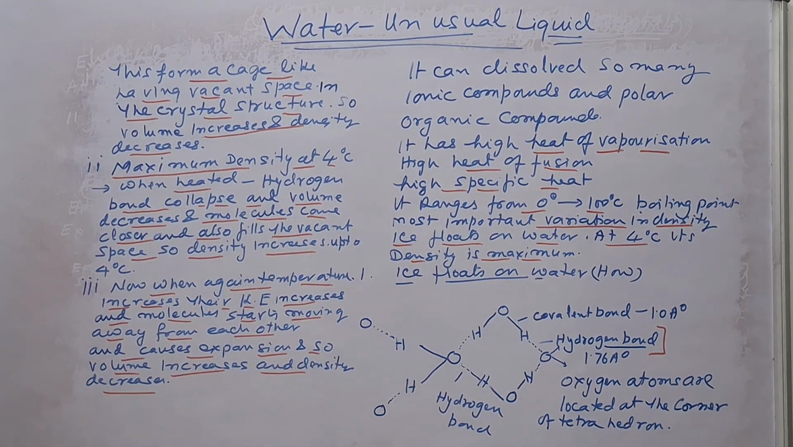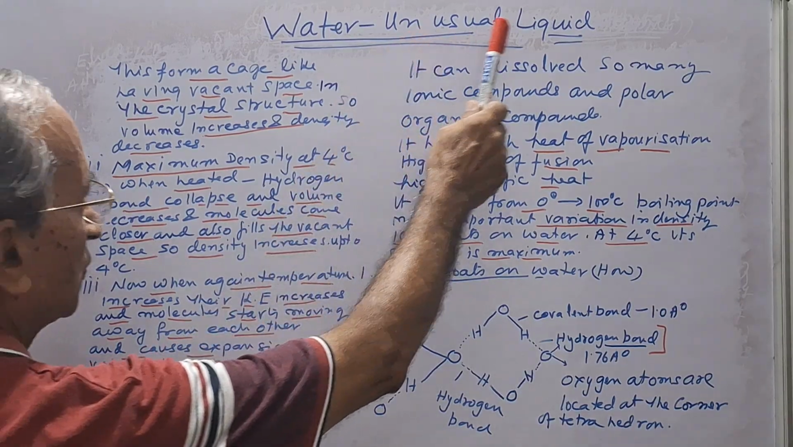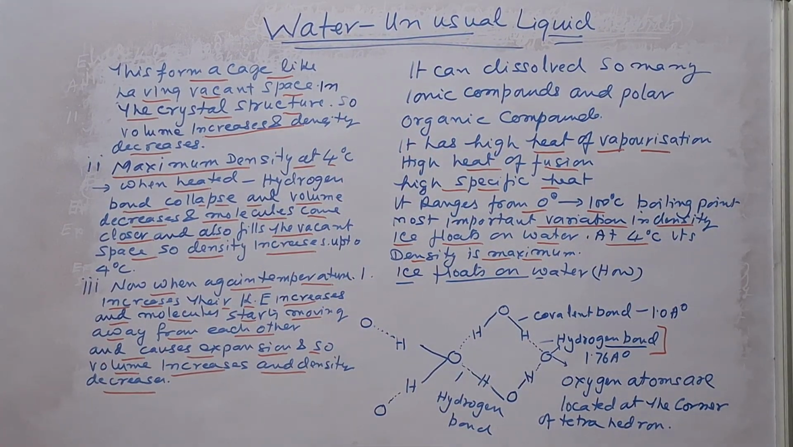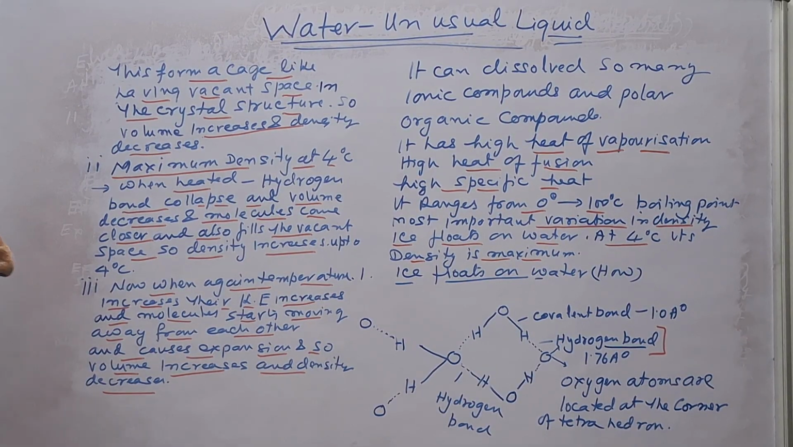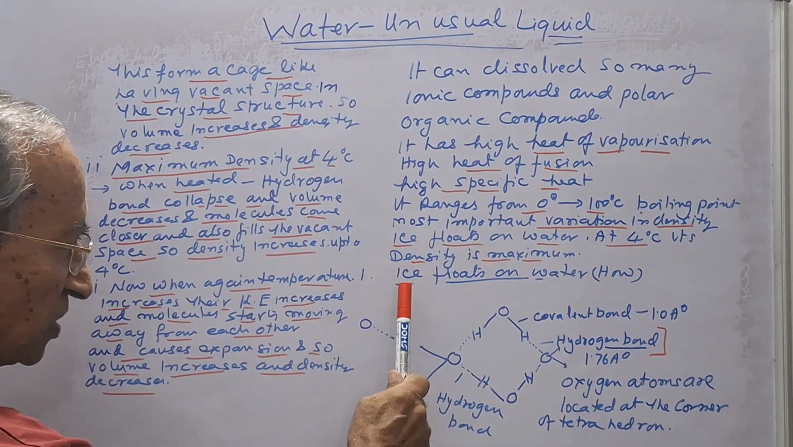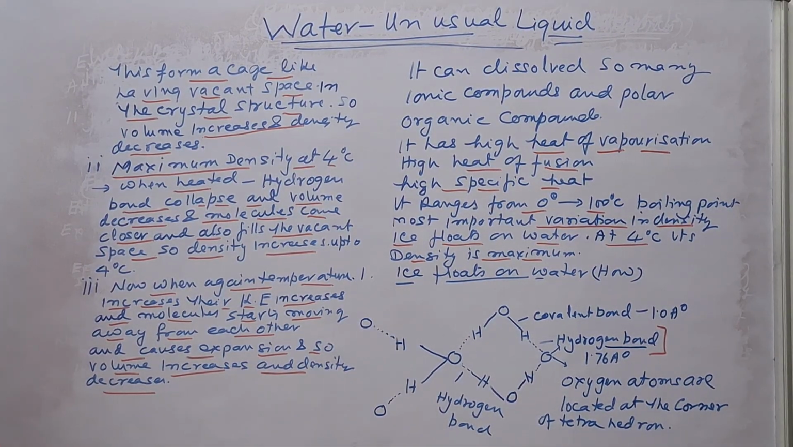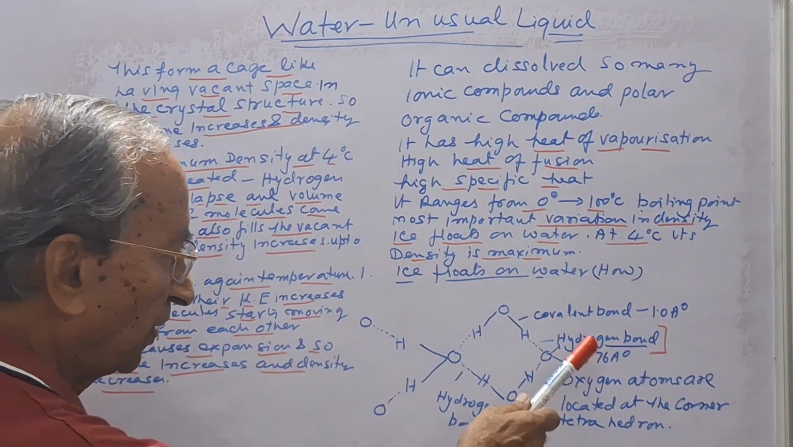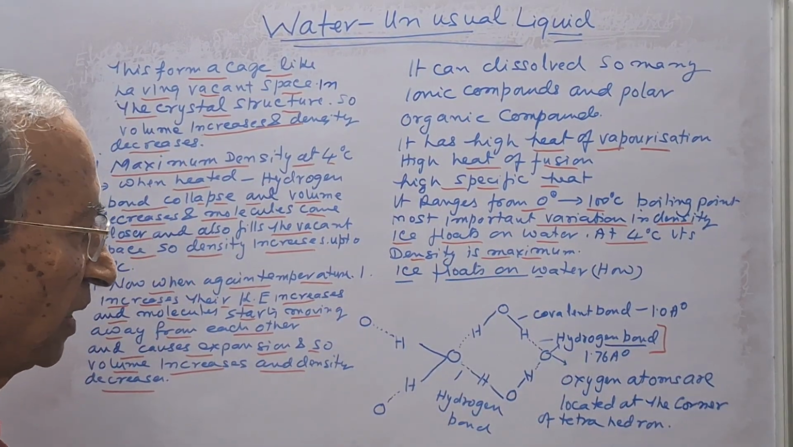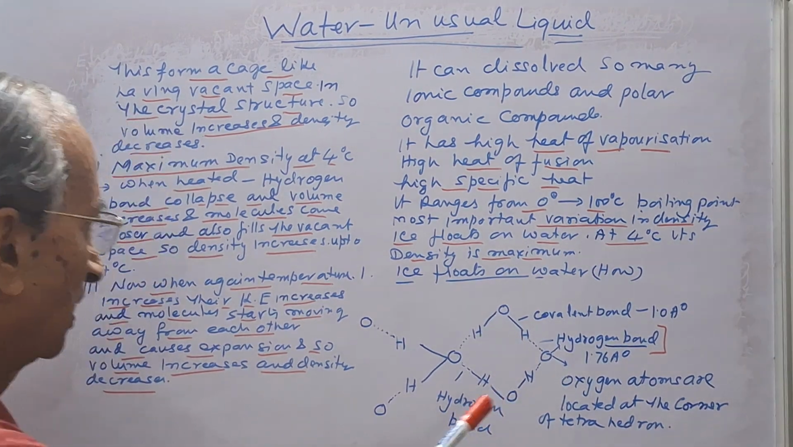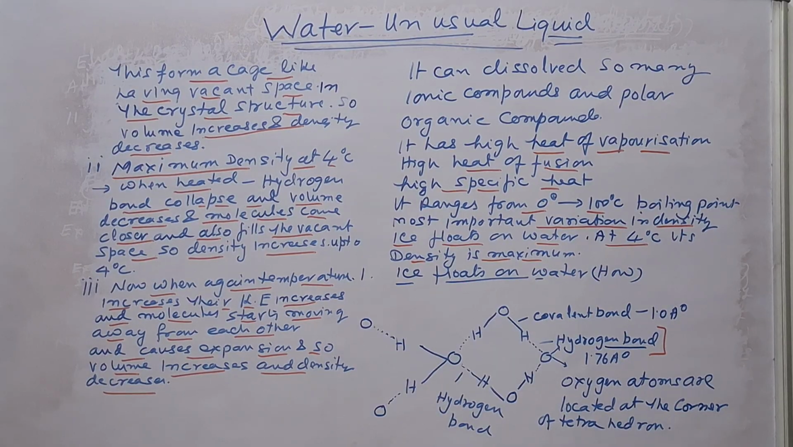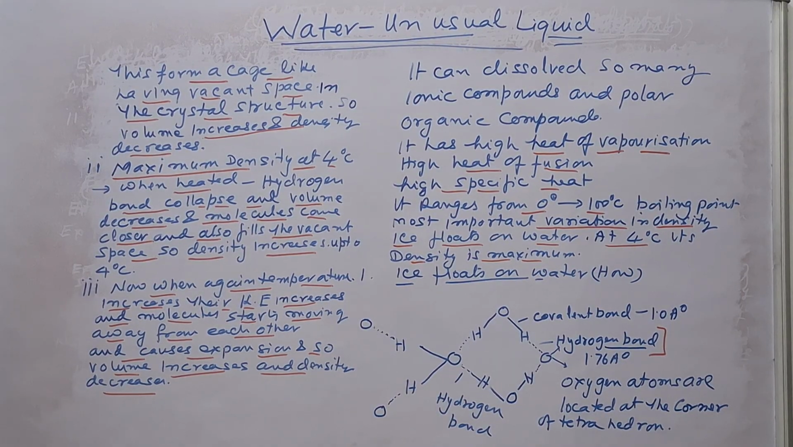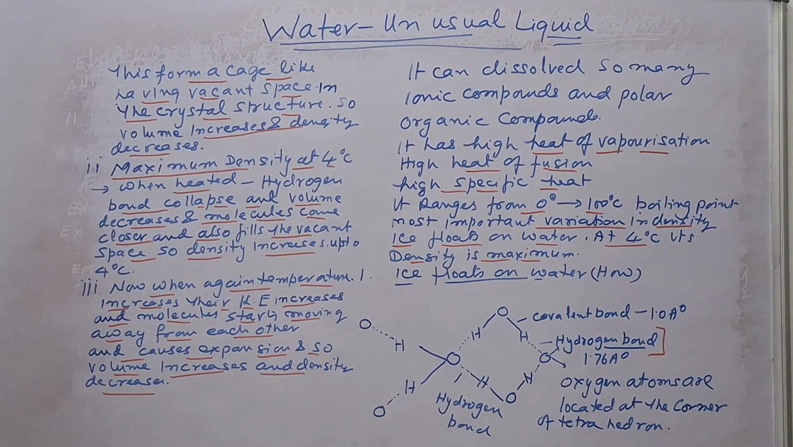This is how we say that water is an unusual liquid having a different range of properties, and the most important property is density. In the solid state, it is a crystal form, ice, which floats on the water, and hydrogen bonding plays a very important role in decreasing and then increasing the density. Okay, so this is all about the unusual property of liquid water. I think it is clear to you.